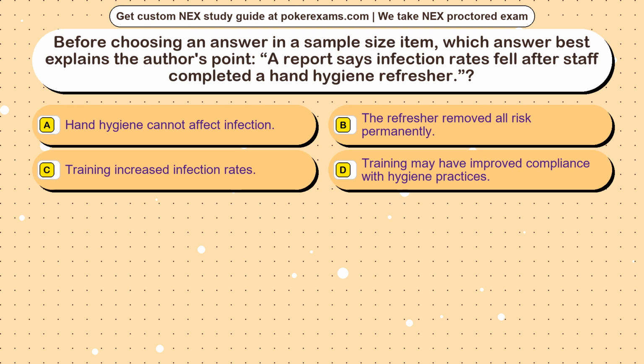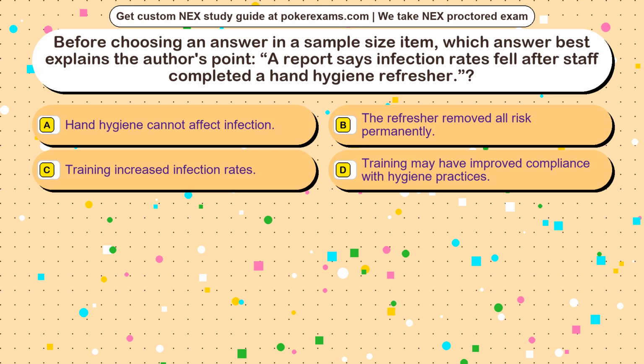Question 9. Before choosing an answer in a sample size item, which answer best explains the author's point? A report says infection rates fell after staff completed a hand hygiene refresher. Option A, hand hygiene cannot affect infection. Option B, the refresher removed all risk permanently. Option C, a training increased infection rates. Option D, a training may have improved compliance with hygiene practices.